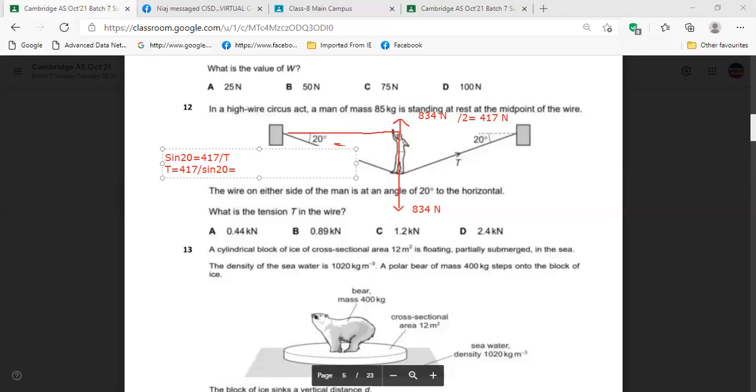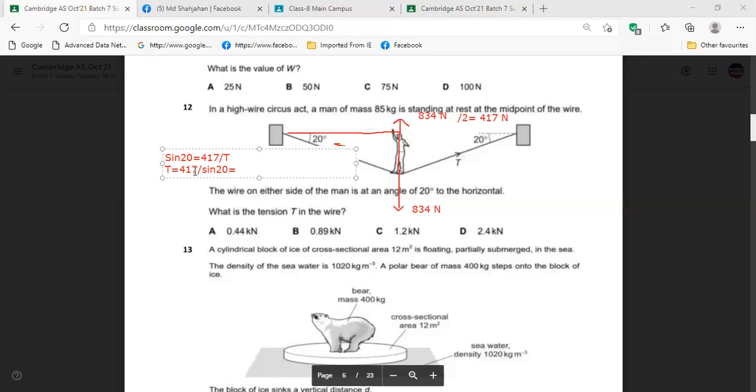Sir, 8.201 times 10 to the power minus 4. You got 8. How? Sir, sine 20 divided by 417. How sine 20 divided by 417? Your 417 divided by sine 20. You see the rearranging?